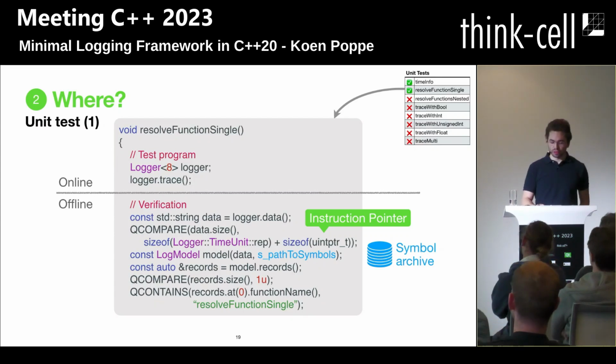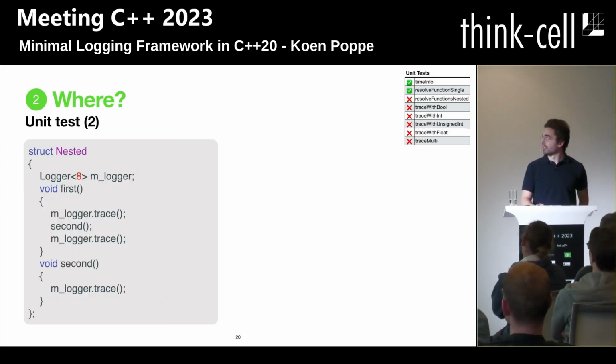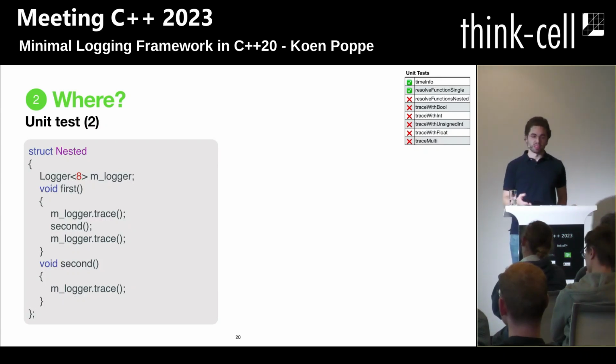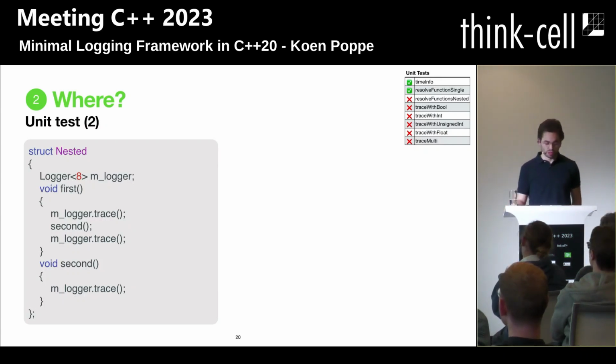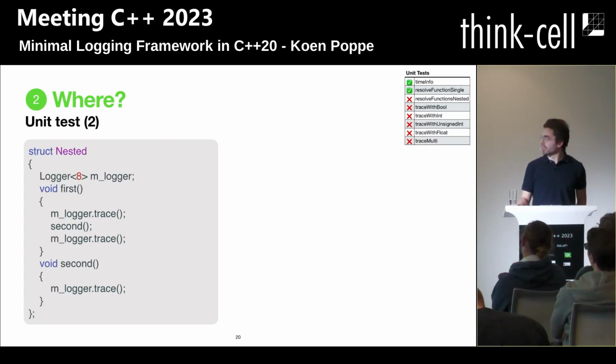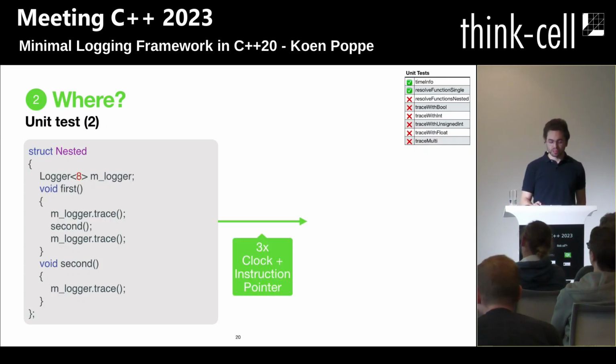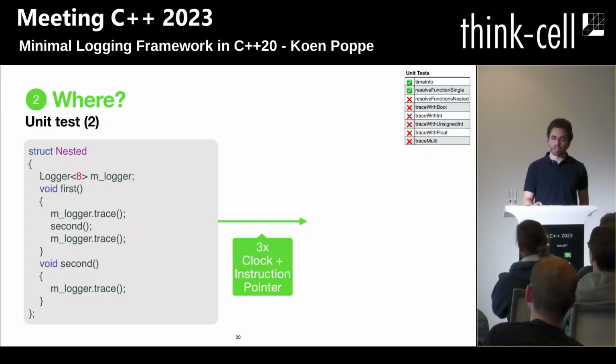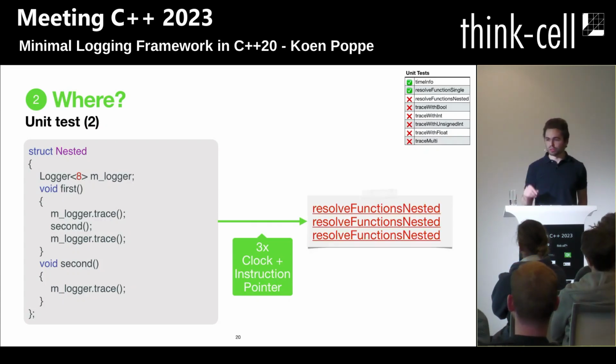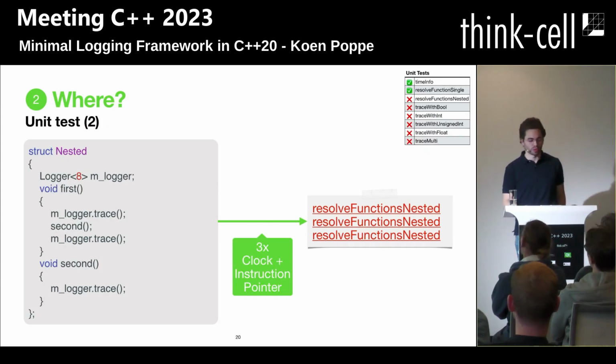Let's have a look at the third one, where we have an example of a simple nested case, where we have a first function that does a trace, then calls a second function, which itself also adds a trace point, and then we return and do the second trace in the first function. So the data that will come out of this is again just 3 times some representation of time and instruction pointer. And if we resolve it again in the same fashion as before, we do not get the correct results.